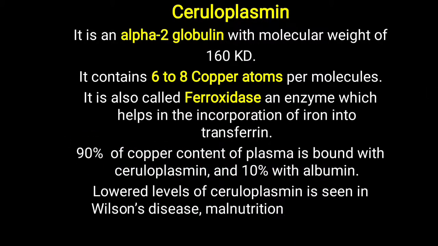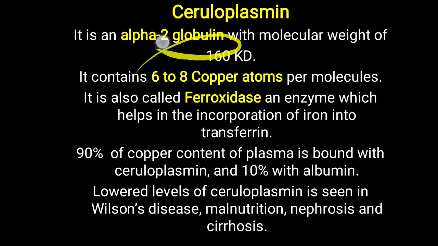Now, generally the level of an acute phase protein is increased in inflammatory and neoplastic conditions, but in which condition its level will be decreased, that you also have to keep in mind. A lower level of ceruloplasmin is seen in Wilson's disease, which is quite opposite to the acute phase protein condition, as well as in malnutrition, nephrosis and cirrhosis.